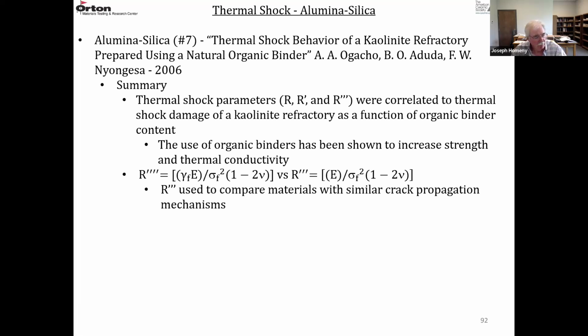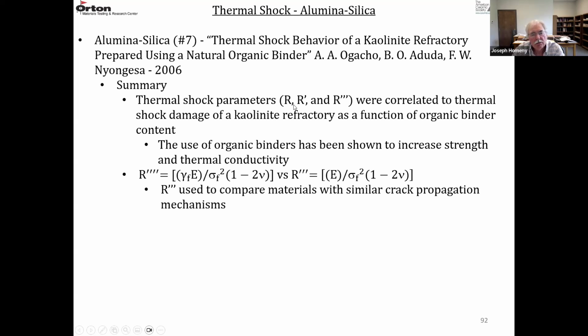This other next paper is thermal shock behavior of a kaolinite refractory. So this is kaolinite clay. So it's more of a fire clay material. And they're measuring the thermal shock behavior as a function of the organic binder content. So the organic binder content affects how the material is densified during the forming operation.